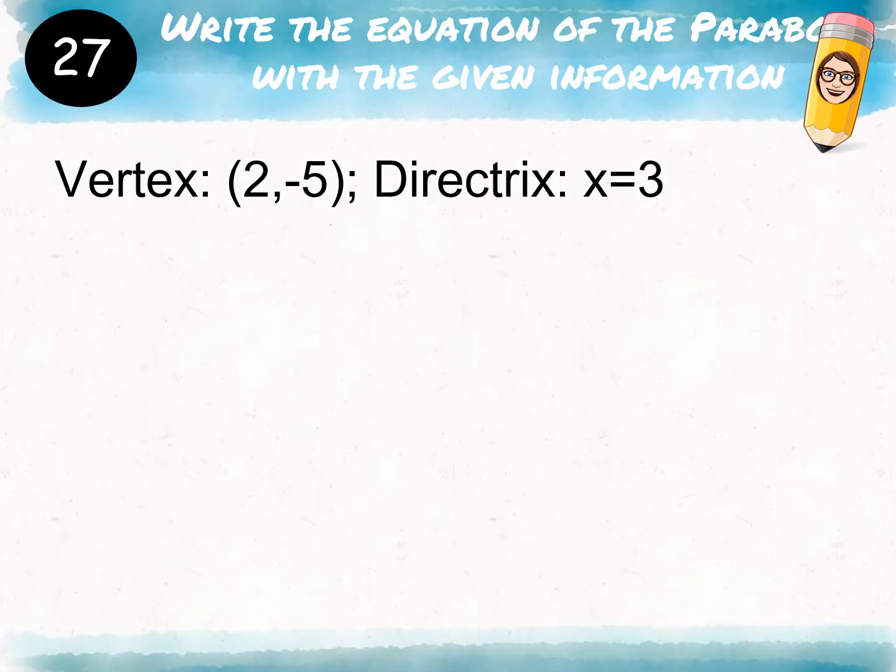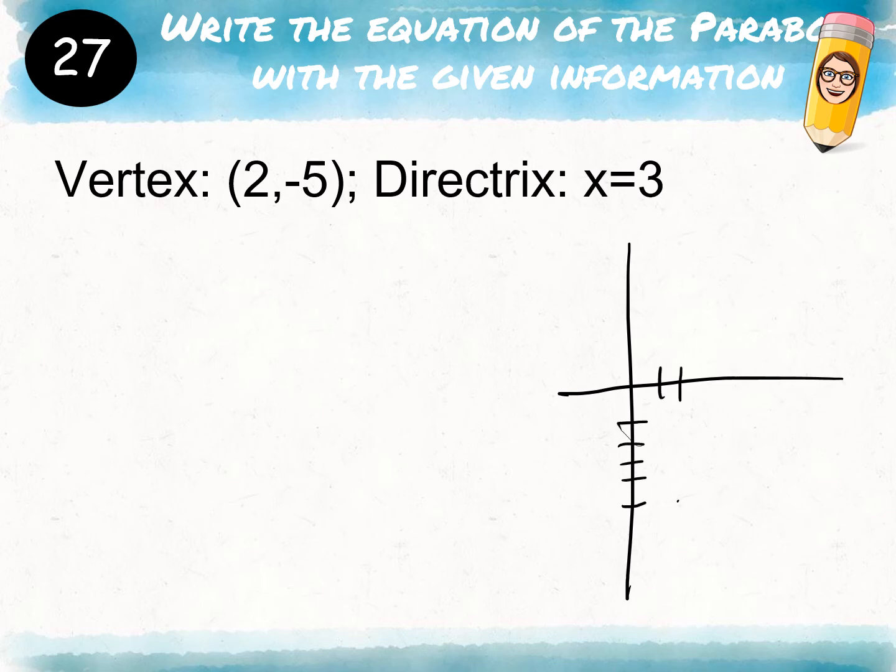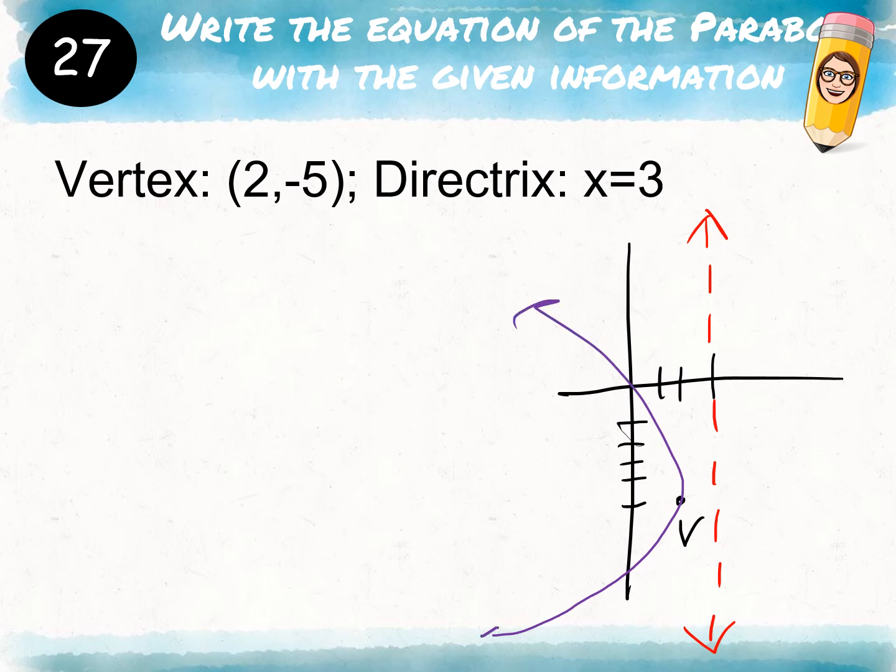All right, this time we're given the directrix, so it's still going to help me find my distance. I'm going to draw a little sketch here. (2, -5) is my vertex, and my directrix is at x equals 3. The directrix is, again, not an asymptote, but I think of it like a border, which means that's what I'm trying to avoid. So my parabola would look something like this. Does that make sense? You have to understand what that directrix looks like on a graph.